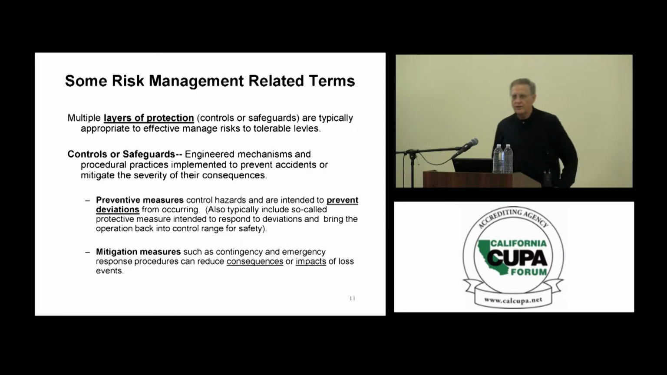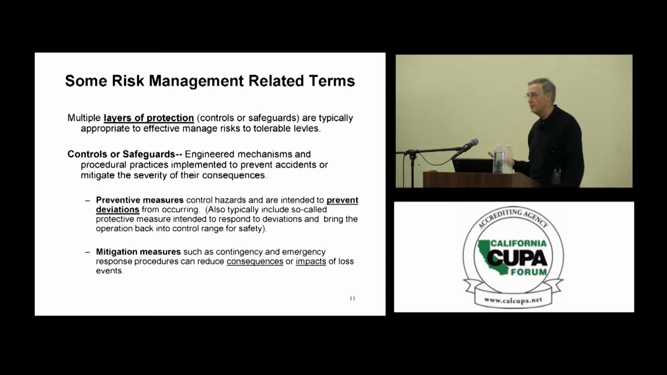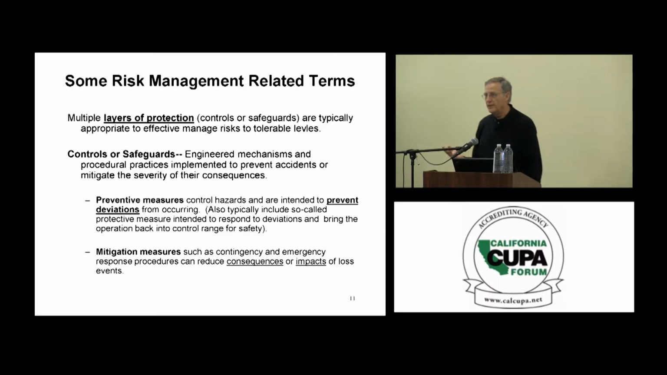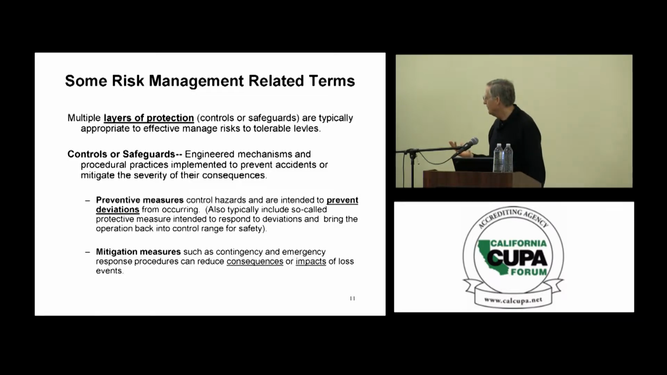One of the basic concepts in risk management is the concept of layers of protection. We often don't have just one layer of protection. And one of the examples I'm going to talk about in the session on chlorine is where one company depended on a single layer of protection in terms of administrative procedural controls, and they failed. And that's often the case when you have just one layer of protection.